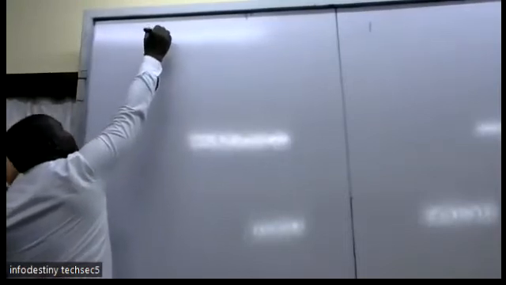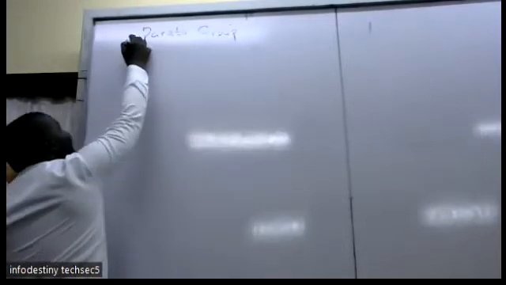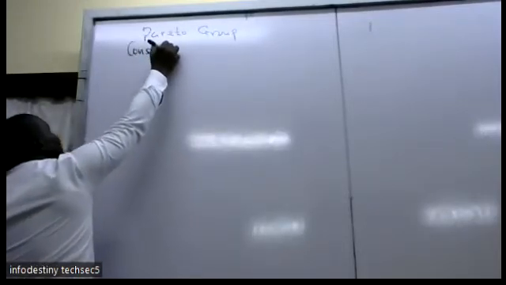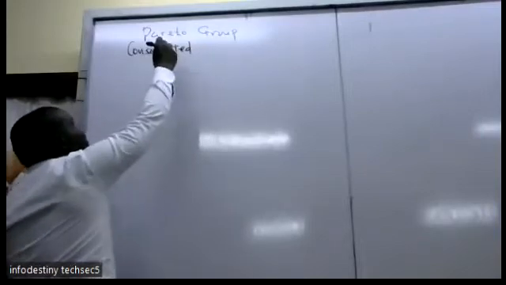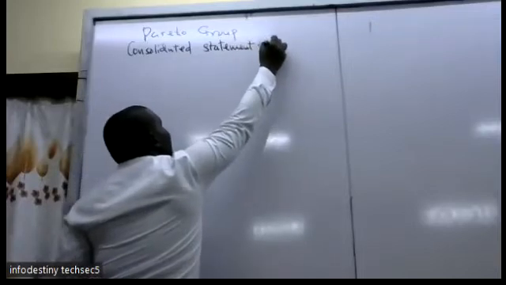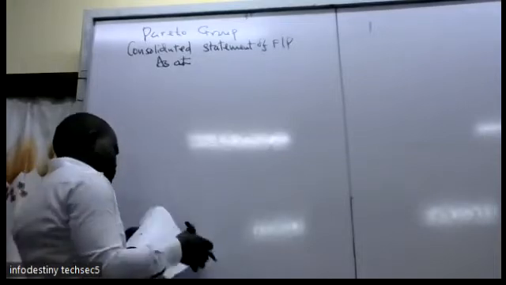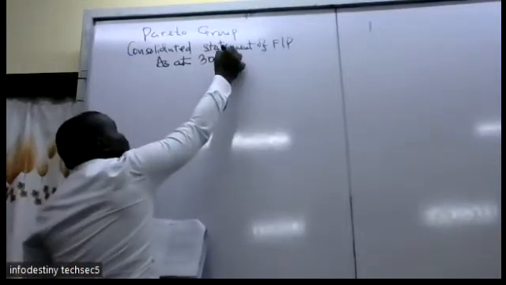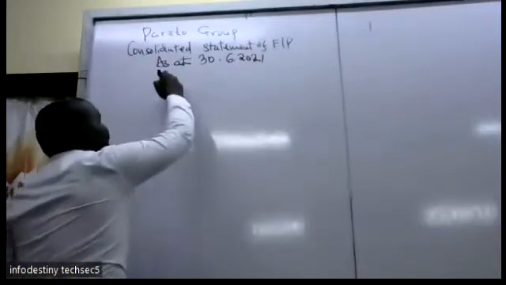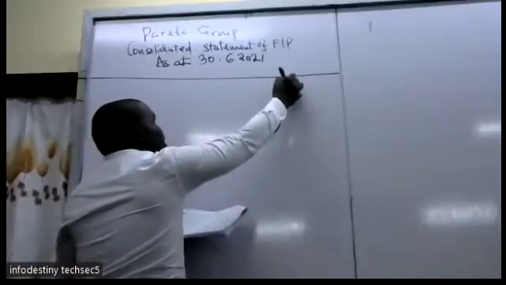So Pareto group. Consolidated. Be ready. So shillings were in millions.